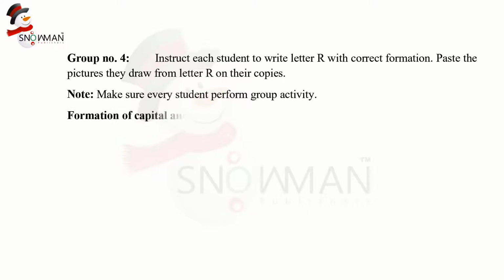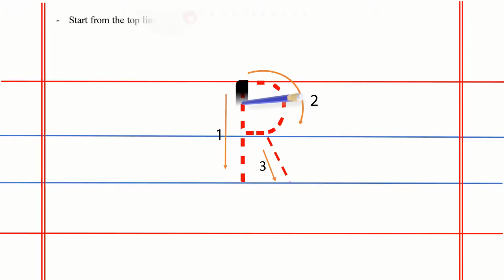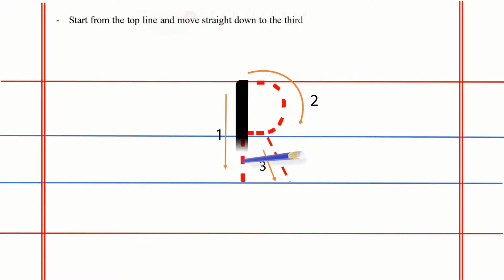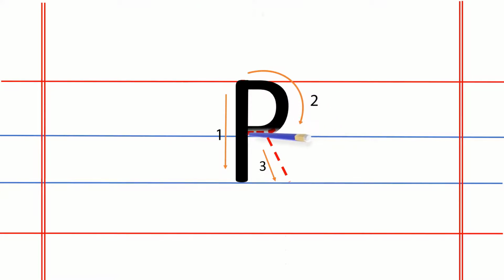Formation of capital and small letters R activity. Draw 4 lines on the writing board. Write capital letter R on the first 3 lines and give instructions. Start from the top line and move straight down to the 3rd line. Go back to the starting point and go around to the middle. Next, make a line down to the right.